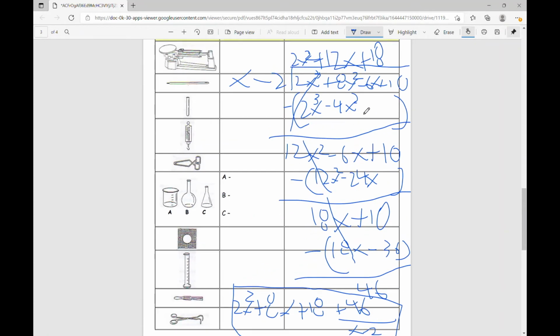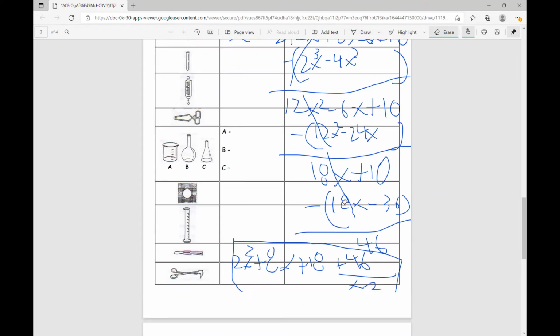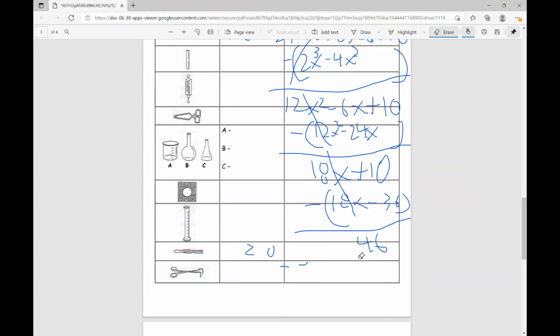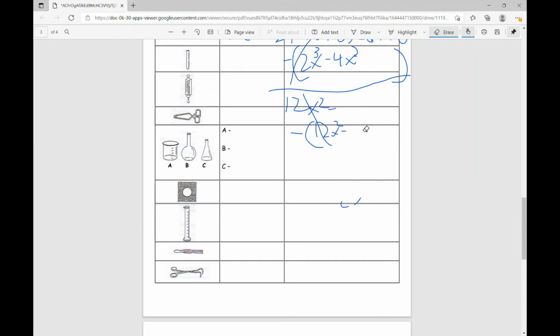Now let's try another example. Obviously we're going to try a harder one as we keep going, right? Now let's move on to the next one. Let's get rid of this.